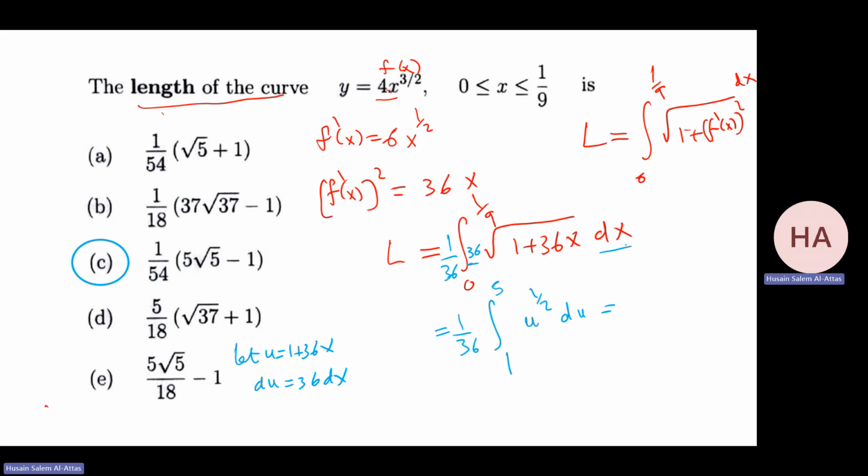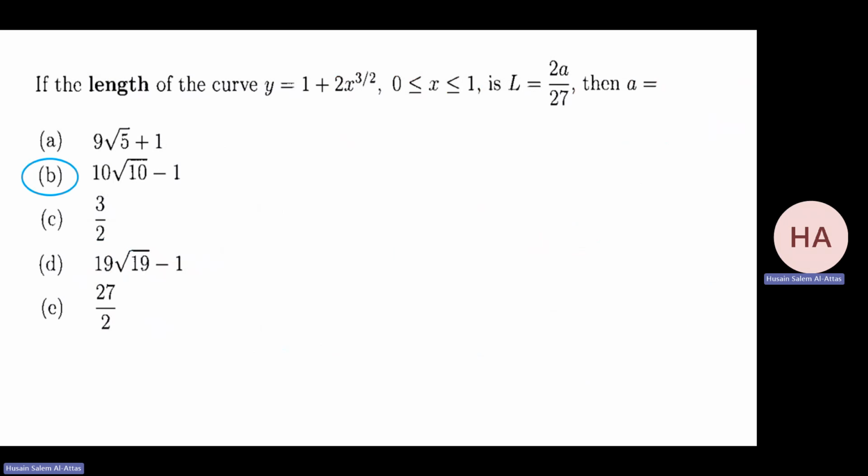This is du. Okay, so it's 1 over 36 times 2 over 3, u to the power 3 over 2, from 1 to 5. That will be what? 1 over 54, 18 times 3, times what? Square root of 5 cubed, that's 5 square root of 5, minus 1, which is easy. The length of the curve is L, and he wrote it in terms of 2a over 10. So who cares? He just wants a.